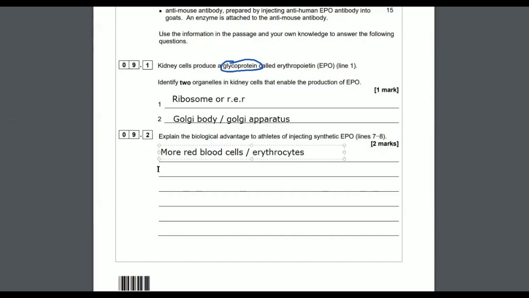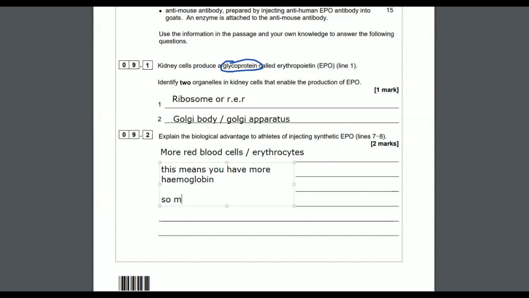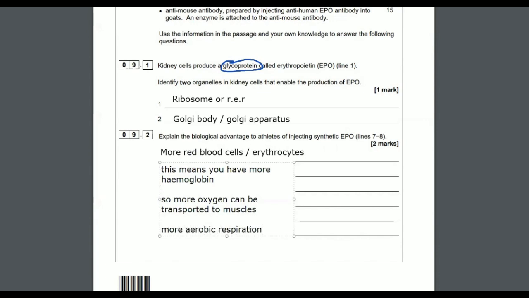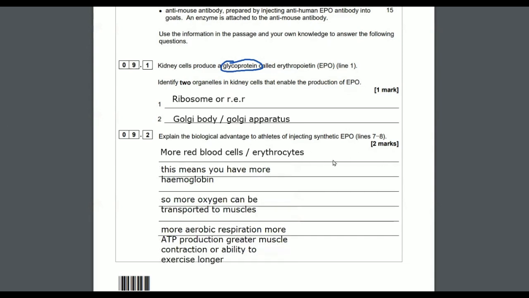Explain the biological advantage to athletes of injecting EPO. Well, if you inject EPO, it told us that you produce more red blood cells from your bone marrow. If you have more red blood cells, you have more hemoglobin, which means you can pick up a greater volume of oxygen, and therefore you can do a higher rate of respiration, more ATP produced, more muscle contraction, more ability to do aerobic exercise for longer and not use lactate fermentation, i.e. anaerobic respiration, which produces lactic acid and fatigues the muscles. So any 2 of all of that.